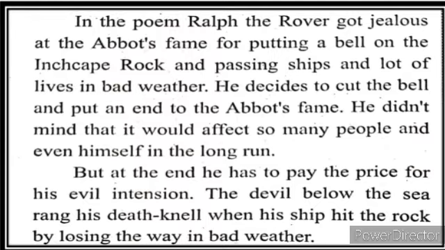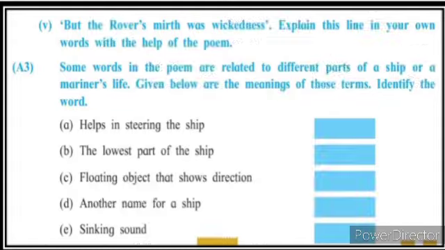In the poem, Ralph the Rover got jealous of the abbot's fame for putting a bell on the Inchcape Rock and saving passing ships and a lot of lives in bad weather. He decides to cut the bell and put an end to the abbot's fame. He didn't mind that it would affect so many people and even himself in the long run. But at the end, he has to pay the price for his evil intention. The devil below the seas rang his death knell when his ship hit the rock, losing the way in bad weather.